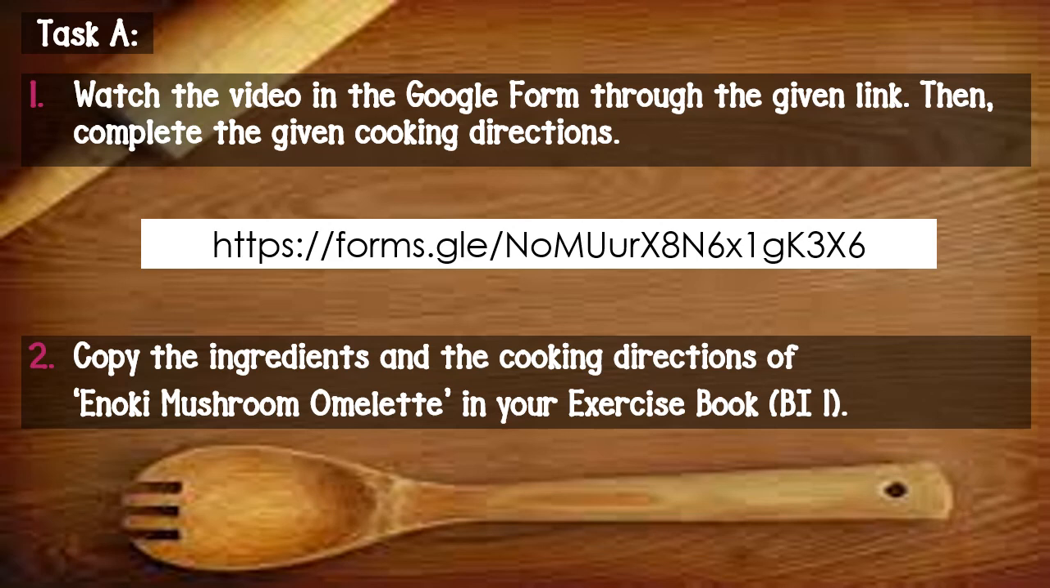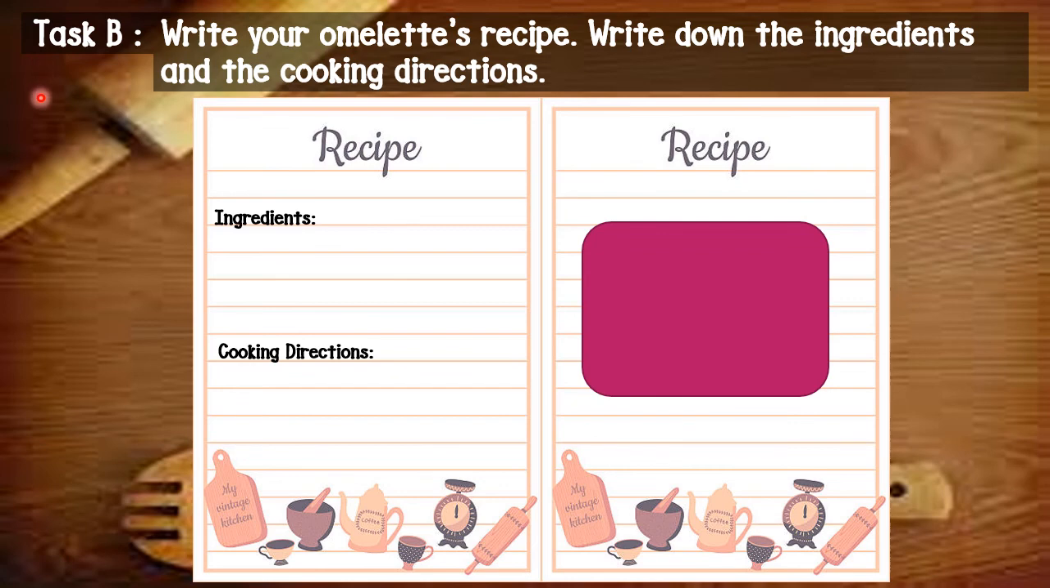Okay, now we proceed to task B. Task B. Write your omelette recipe. Write down the ingredients and the cooking directions. Okay, so in this task, you need to write your own omelette recipe in your exercise book. Okay? Write down the ingredients and the cooking directions.